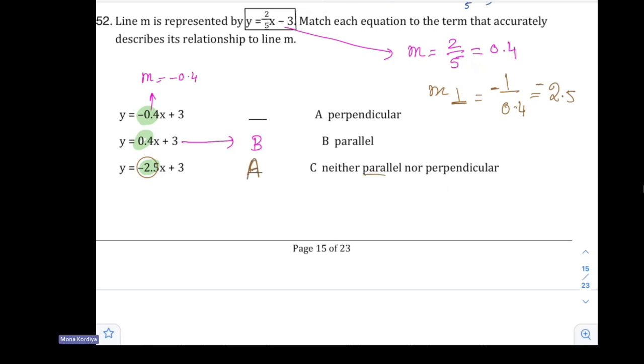Finally, neither parallel nor perpendicular means the slopes are not equal to each other nor negative reciprocals of each other. So this will be C, which is negative 0.4.